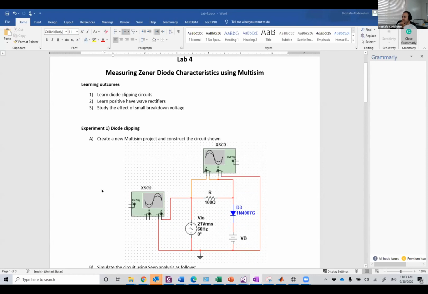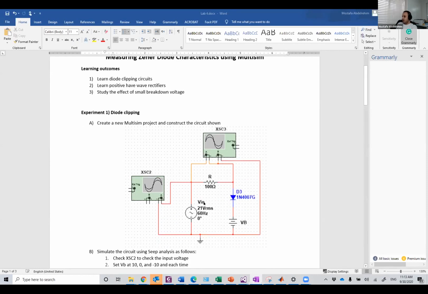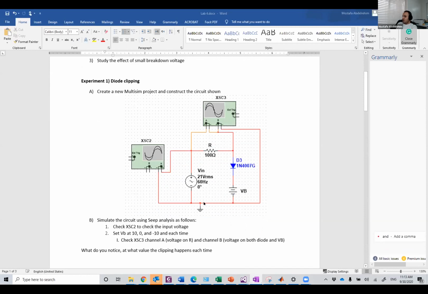So this is basically the first application, which is positive clipping. So I want you to construct this circuit and set up the input with these values, 21 volt RMS. And change VB with 3 values. Put it 10, put it 0, and put it -10.